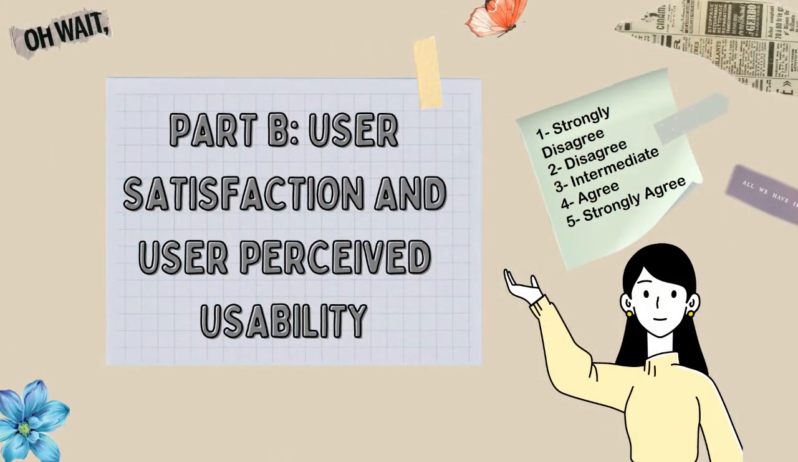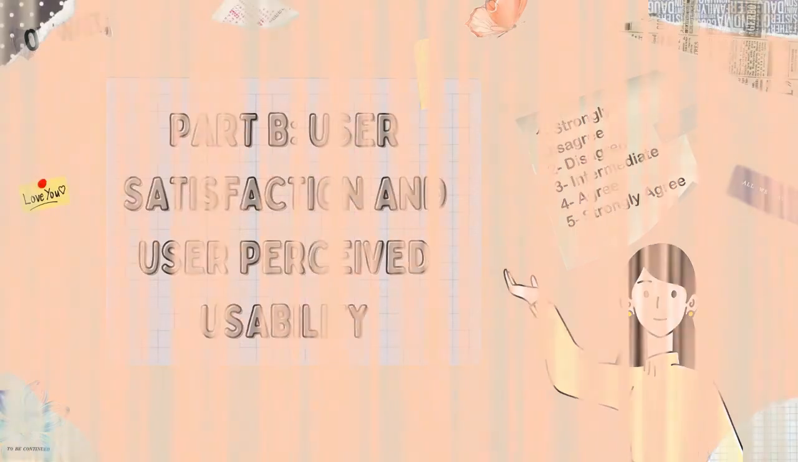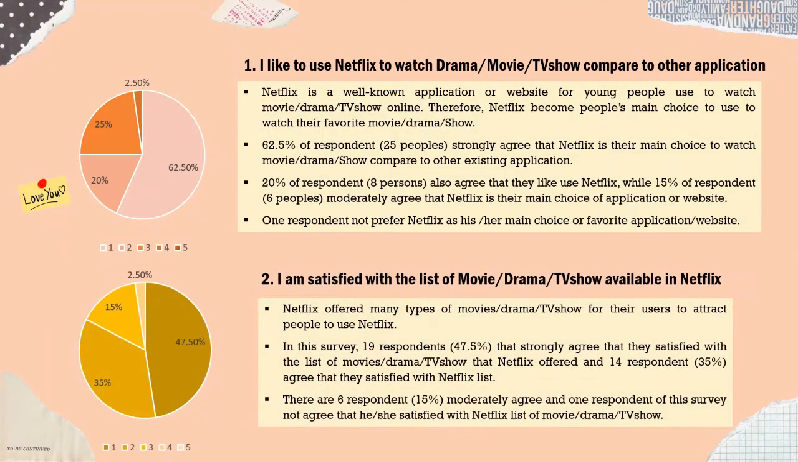Next is part B, user satisfaction and user perceived usability. For the first result, I can say that most of the respondents like to use the Netflix platform to watch drama, movies or TV shows compared to other applications, because from the first graph, I can see that 62.5% of the respondents, which is 25 people, strongly agree that Netflix is their main choice to watch movies, dramas or TV shows compared to other existing applications. And only one respondent does not prefer Netflix as his or her main choice.